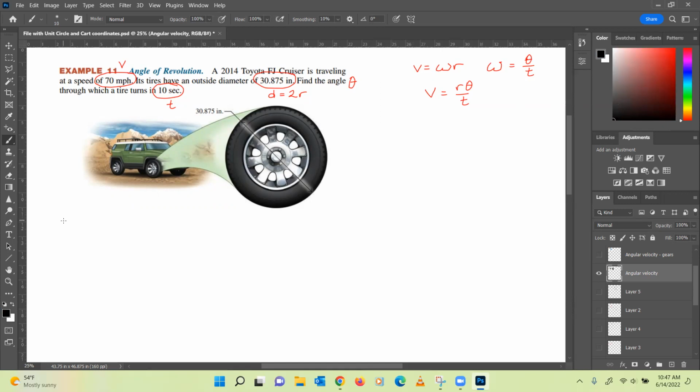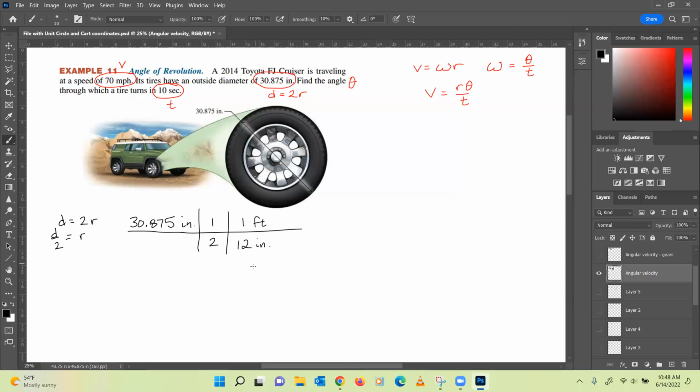units. So our diameter, which is twice R, so that means that R equals diameter divided by 2. Well, our diameter is 30.875 inches. I'm going to divide that by 2 because I want the radius, not the diameter. And now let's convert from inches to feet. I know there are 12 inches in 1 foot.